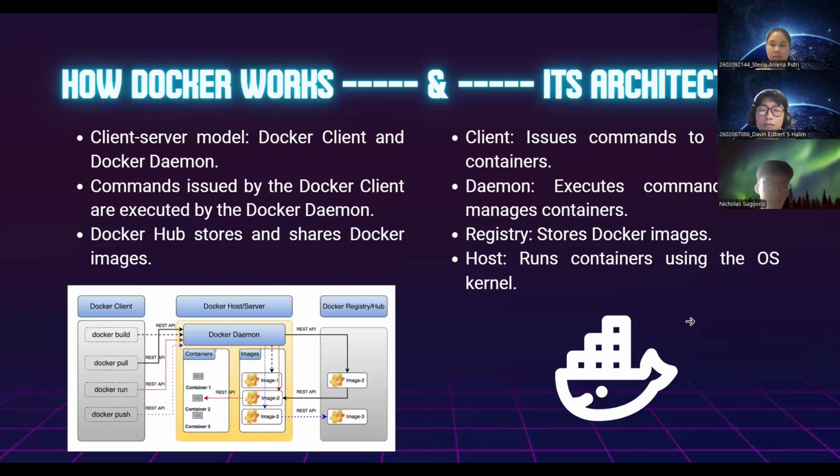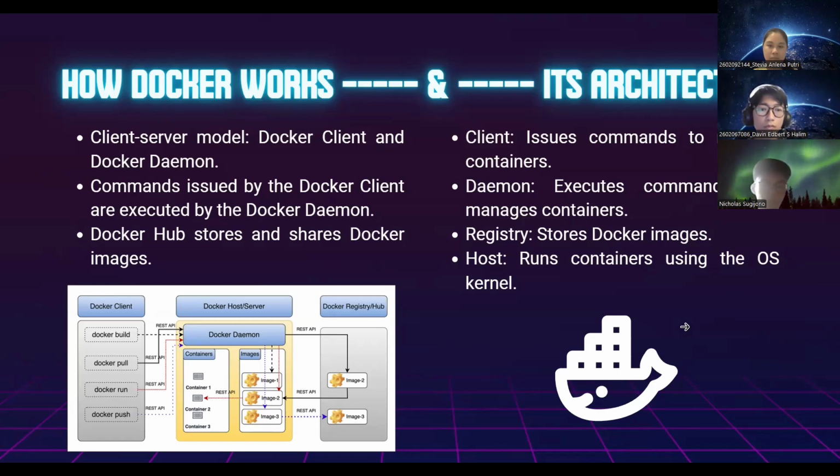Now let's get into how Docker actually works. Docker operates using a client-server model. The Docker client sends commands like build and run to the Docker daemon, which builds, runs, and manages containers. Docker Hub acts as a repository for Docker images, enabling developers to share and access pre-built images easily. In essence, Docker streamlines the lifecycle of creating and deploying containerized applications.